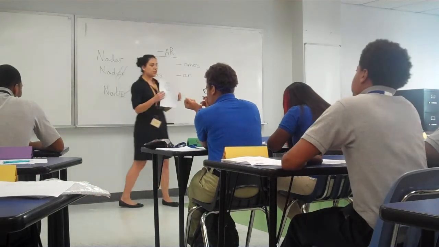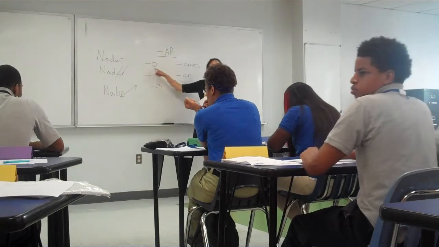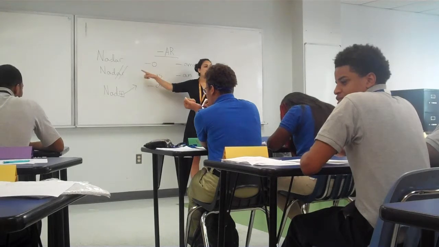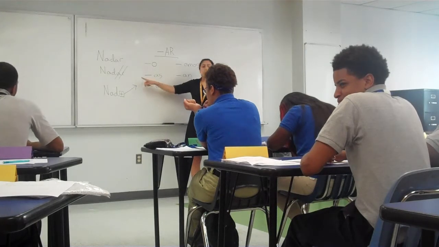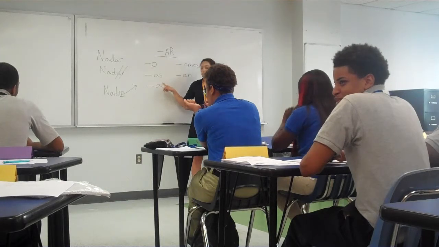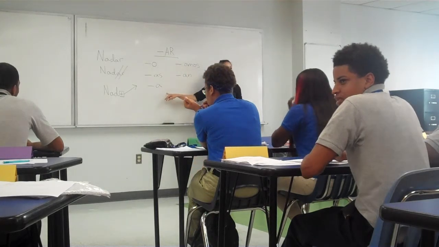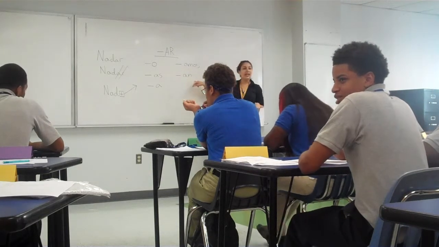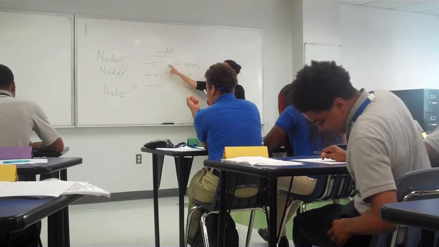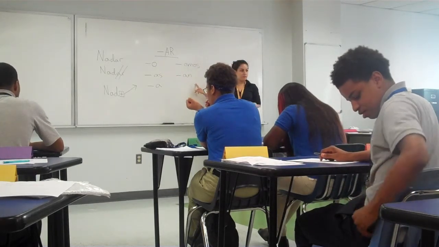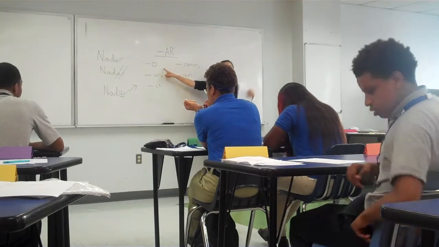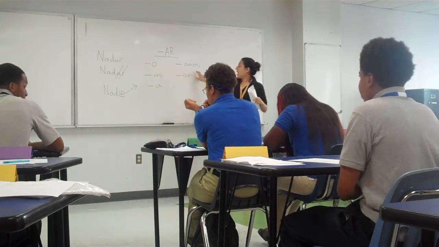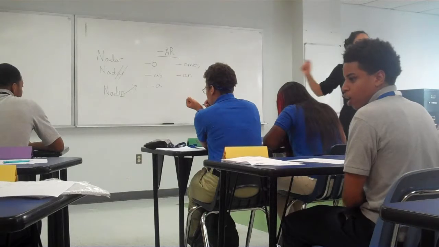So here we have the endings, and on your sheet they are labeled. We have yo is o. Repitiendo, yo, o. Muy bien. Tú, as. Muy bien. Él, a. Nosotros, amos. And then, ellos, an. Good. So these, we have o, as, a, amos, an. Repitiendo, o, as, a, amos, an. Muy bien. Okay, gracias, clase.